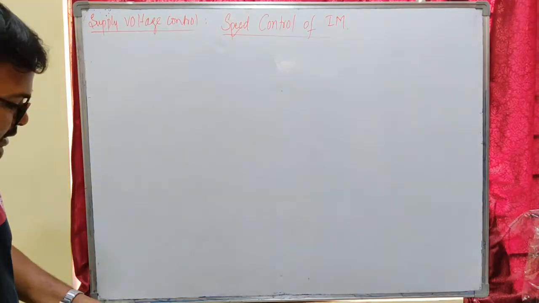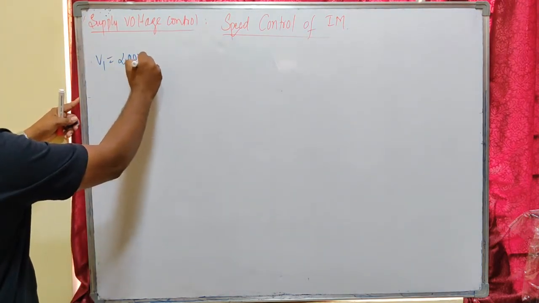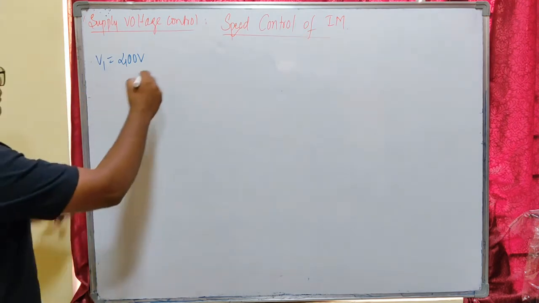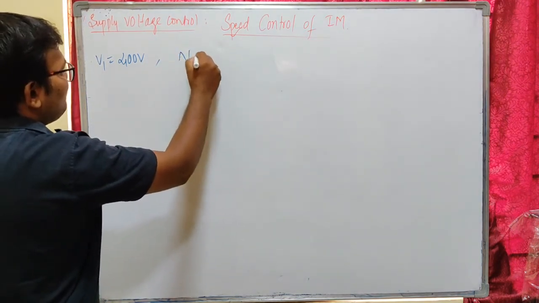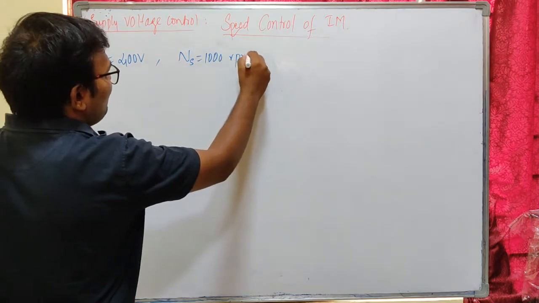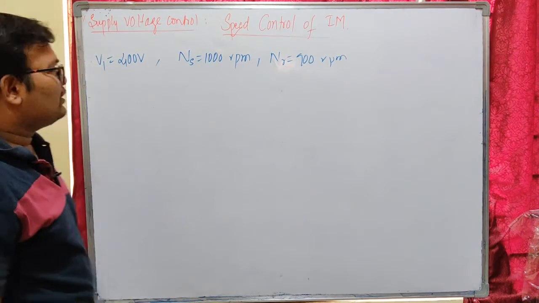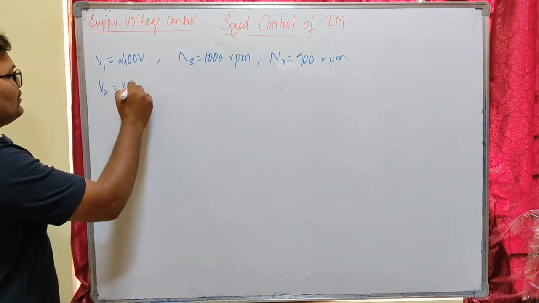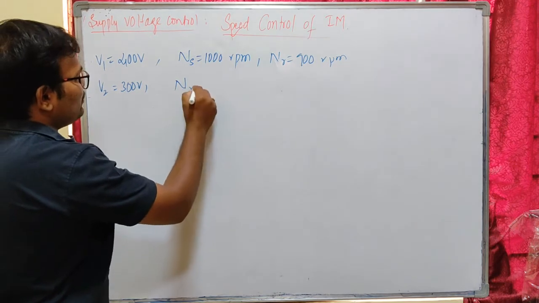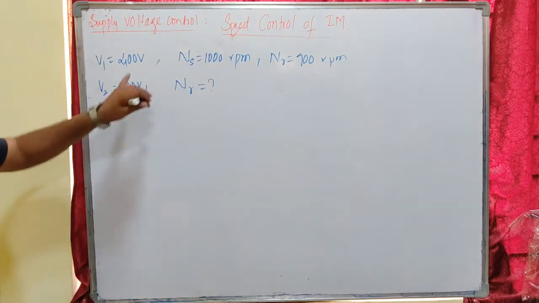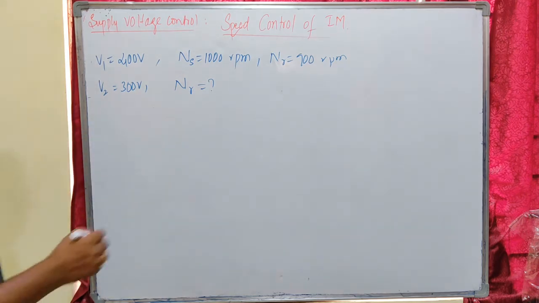So I am going to consider a machine having a supply voltage of 400 volts, synchronous speed of 1000 rpm and rotor speed of 900 rpm. I want to reduce the voltage to 300 volts. So I want to find the new speed of the machine. I have reduced the supply voltage to 300 volts. Now let me find out the new speed of the machine in rpm.